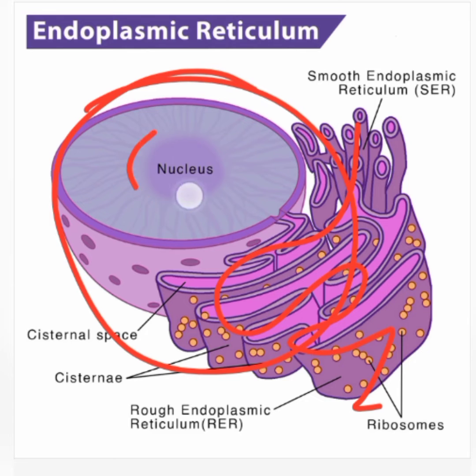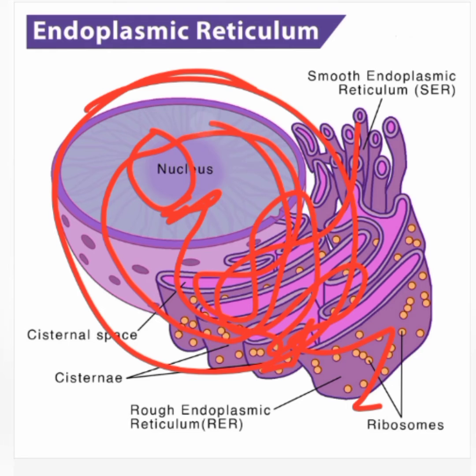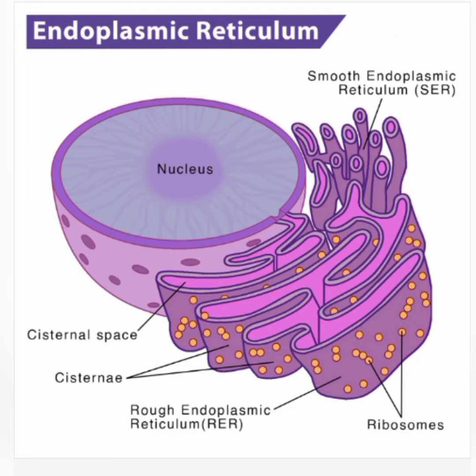If this is the nucleus, from the nuclear membrane to the cell membrane, this structure is stretched inside the cytoplasm. So it is an interconnected network of double membrane-lined channels distributed all over the entire cytoplasm. Getting my point? Yeah, certainly.